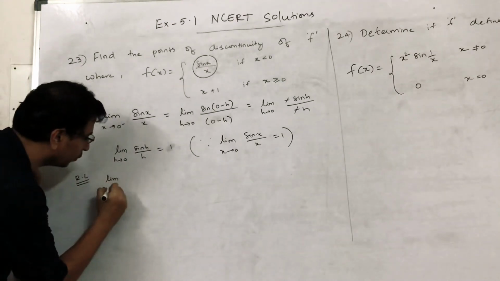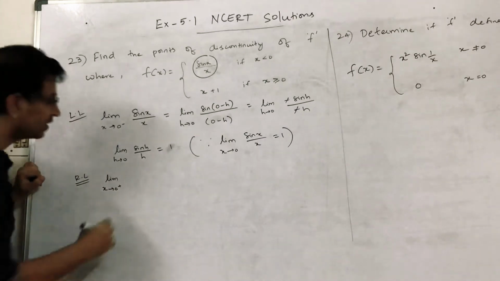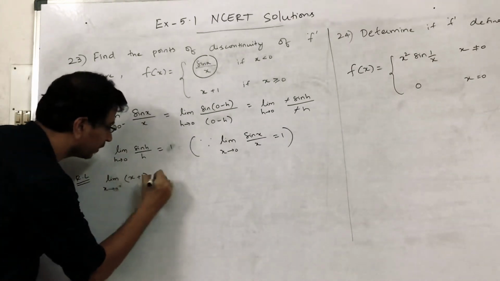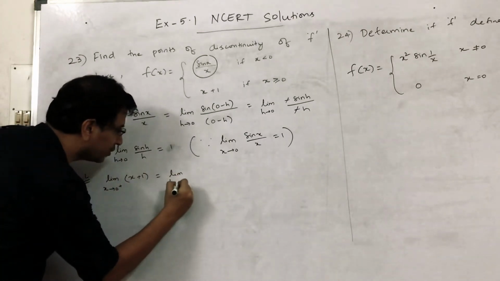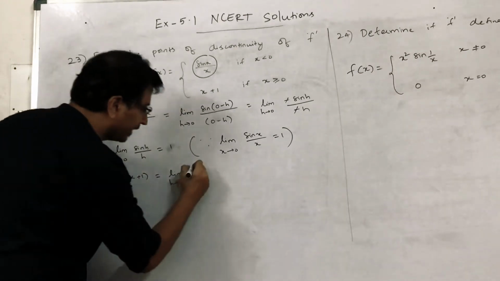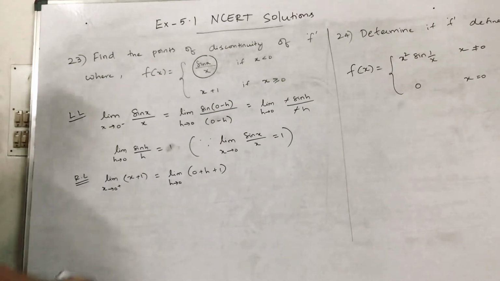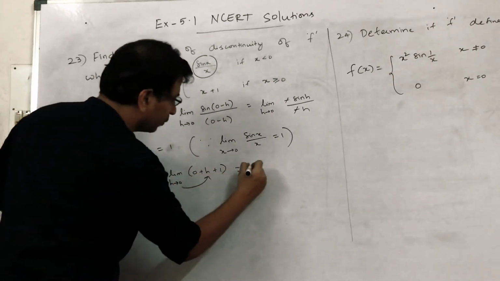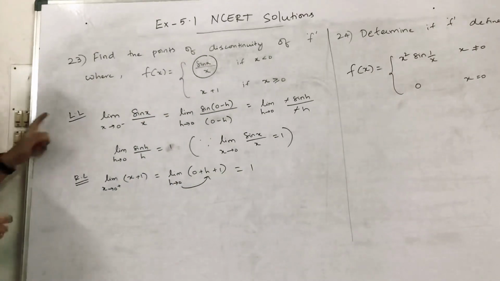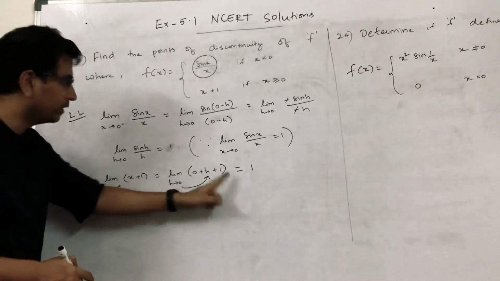Okay. Now, if you check the right limit, what is going to happen? Limit x tends to 0 plus is going to be x plus 1. So, this is limit h tends to 0; in the place of x, it is going to be 0 plus h, and plus 1 is already existing. Now, in the place of h, substitute 0, this value will be 1. So, left limit is 1, right limit is 1.